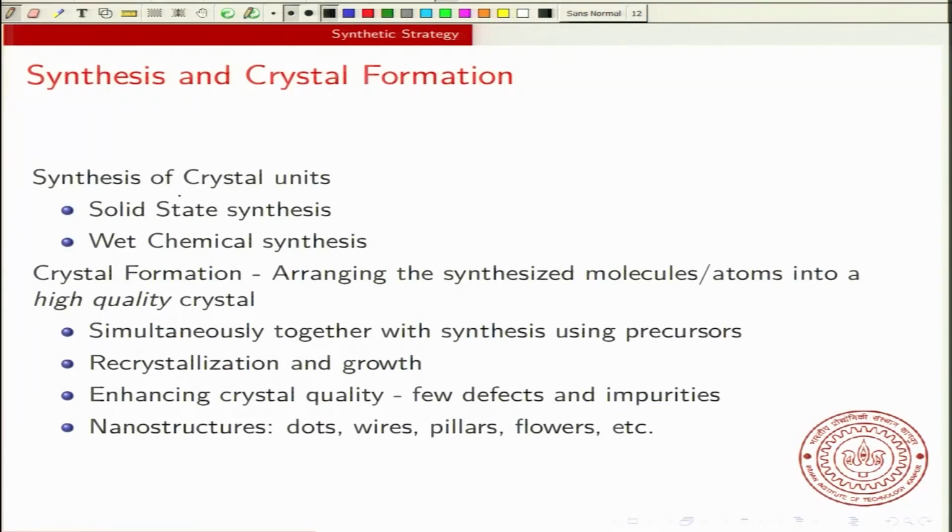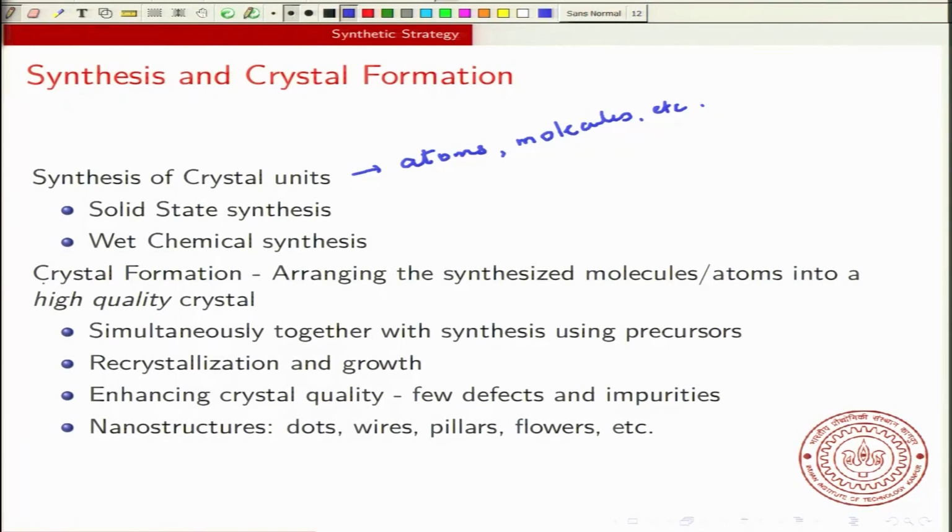So here what is done is you synthesize the units of the crystals, and when I say units of the crystal, they can be atoms, molecules, etc. Okay. So if your crystal just consists of atoms, then basically we are just making sure that only the atoms are left. On the other hand, if it has molecules like an oxide, then you have to synthesize the oxide. Okay. So this is a step where that particular material that forms the crystal is synthesized.